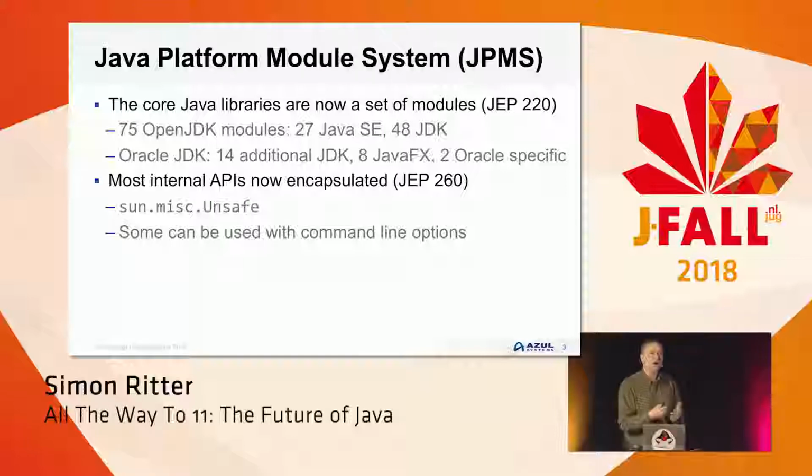But then there are a whole set of other modules on top of that. There are 48 which are JDK-specific modules. This covers all sorts of different things. It covers things like the tools that you get. It covers things like Nashorn, the JavaScript engine interface, things like that. If you look at the Oracle JDK, there are some extra things. So there's another 14 JDK-specific ones. There are 8 modules for JavaFX and a couple that are even Oracle-specific. So that's all good. They break up the rt.jar into manageable modules.